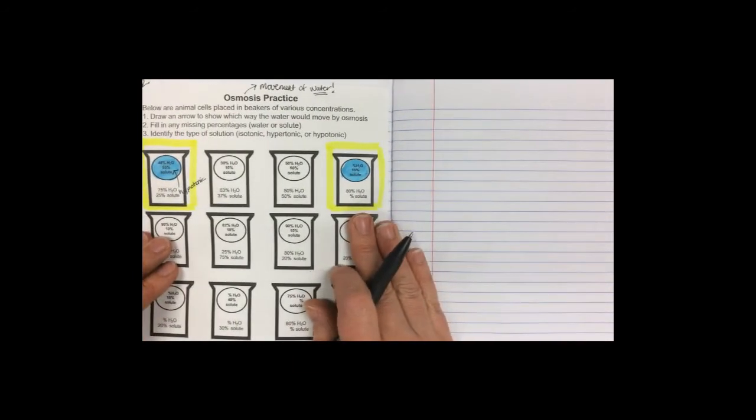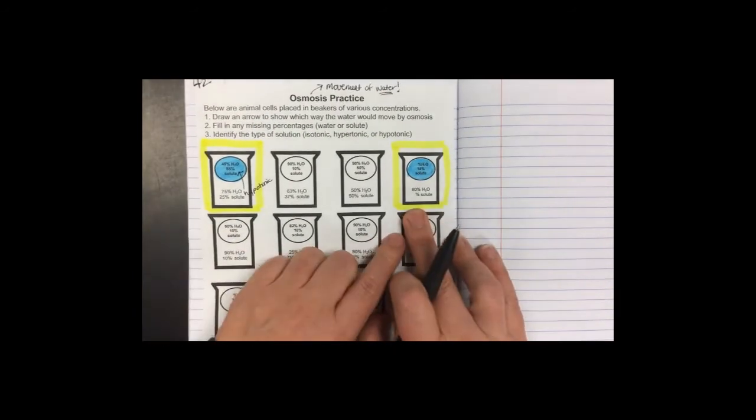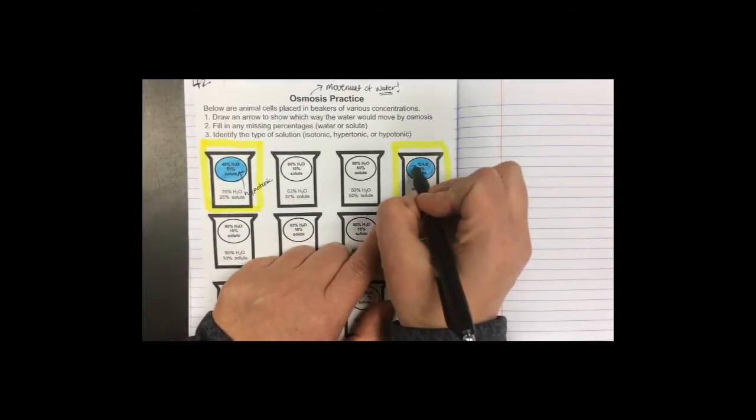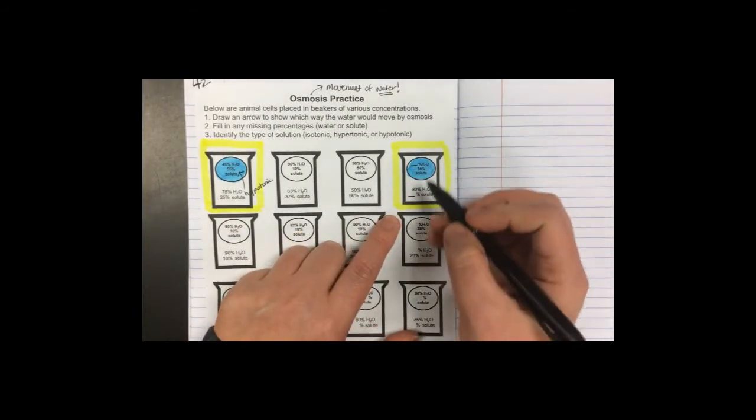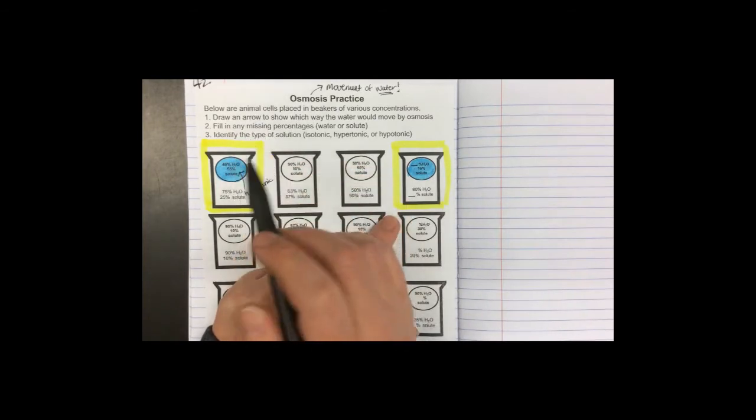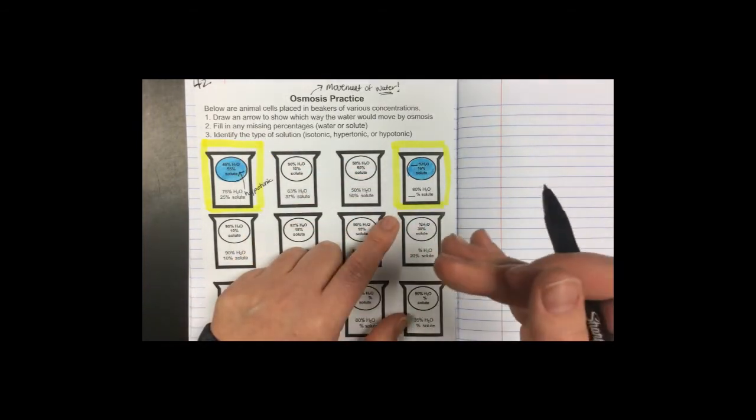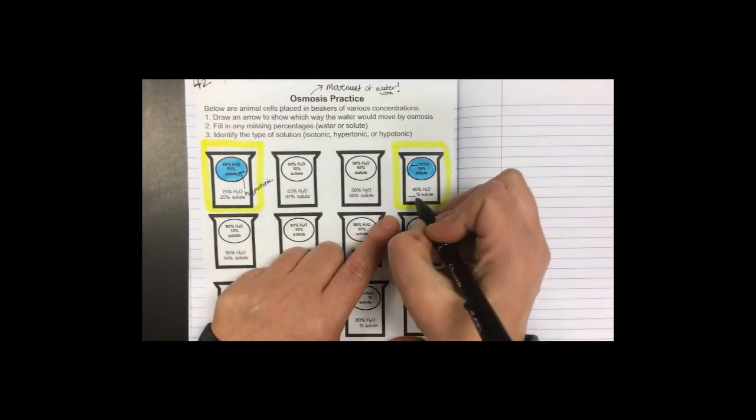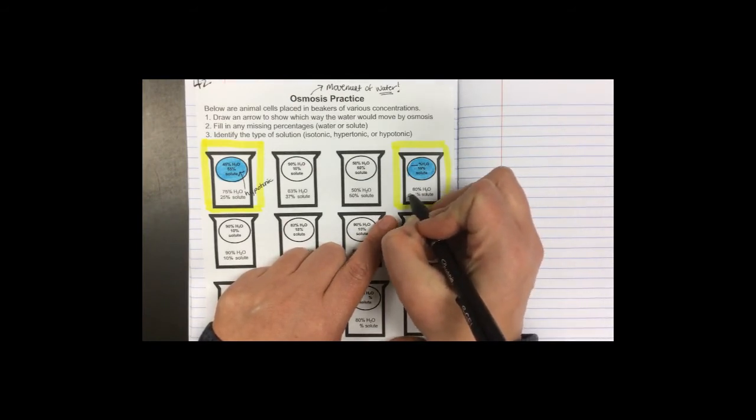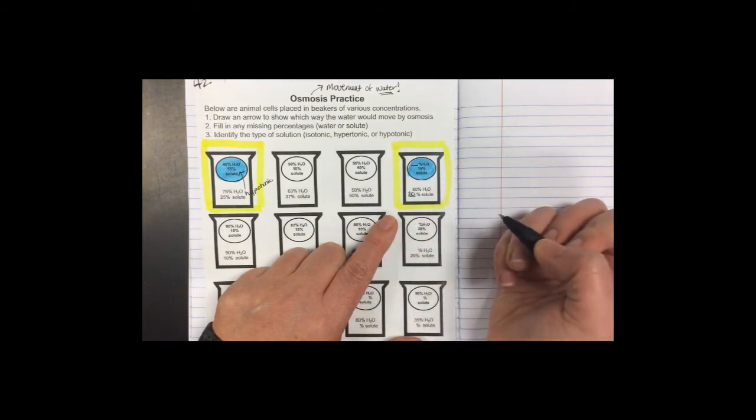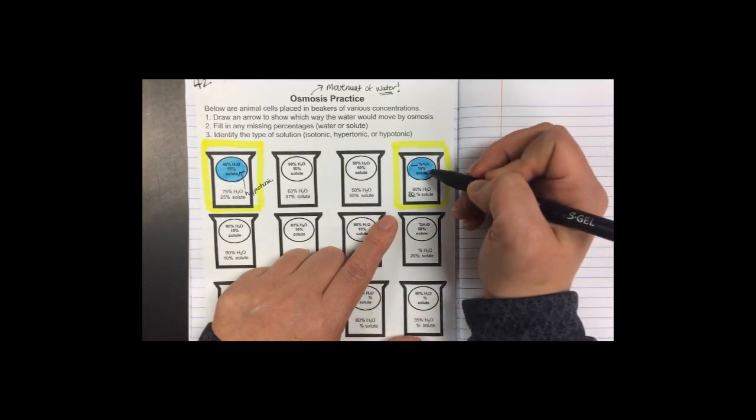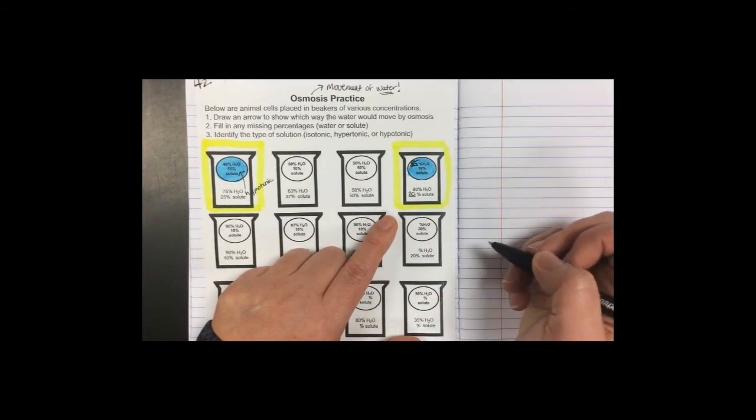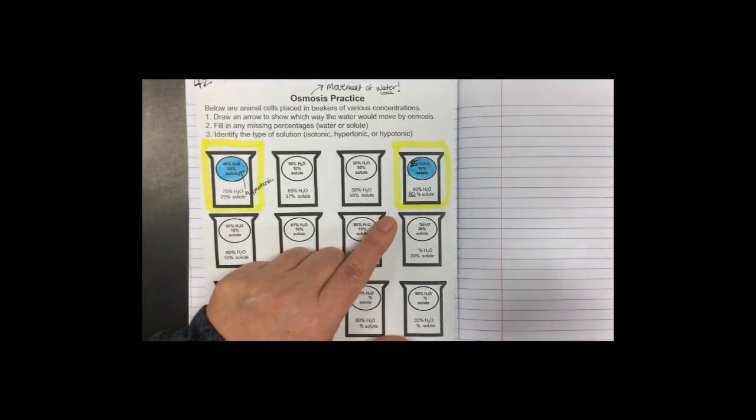I picked this one as well because it is missing some values, okay? So first thing we need to do, and I know that they're out of order, I apologize, first thing you should do is fill in any missing percentages. So here on the outside, we have 80% water, which to equal 100 would be 20% solute. And if we have 15% solute, we have 85% water on the inside.